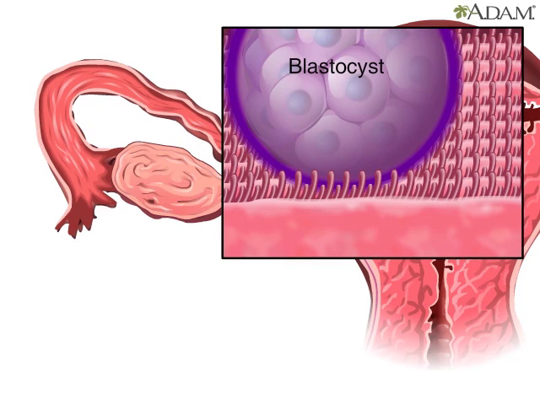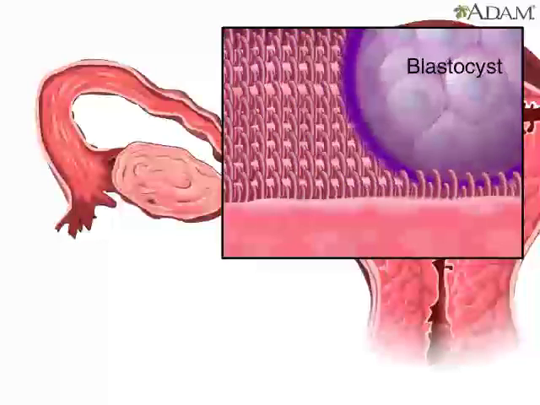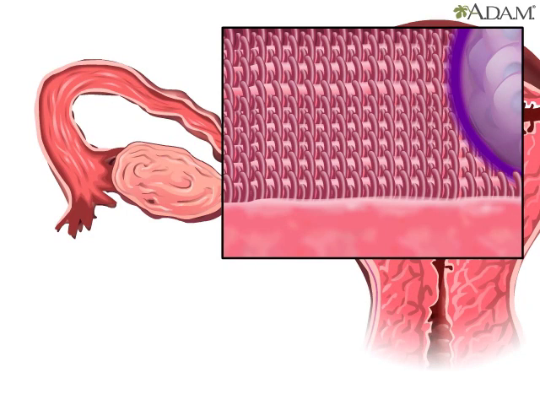At the same time, the hollow structure in which they have arranged themselves, called a blastocyst, is slowly carried toward the uterus by tiny hair-like structures in the fallopian tube, called cilia. Labels appear for blastocyst and cilia.